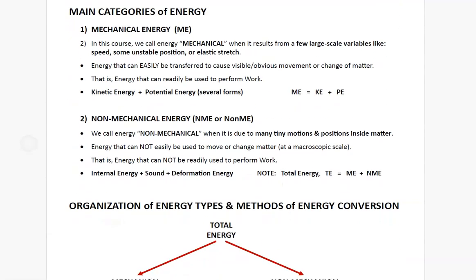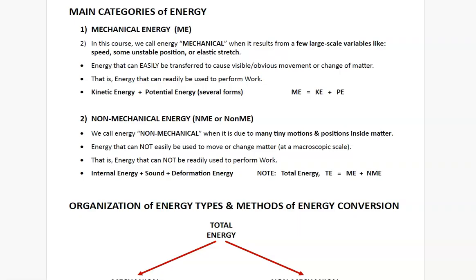So let's organize these energies in categories. I mentioned the two big categories are mechanical energy and non-mechanical energy. And the mechanical energy, as I mentioned, is the sum of the kinetic energy and all the different forms of potential energy, at least the large scale ones, the ones you can see. We're not talking about the tiny ones involved in atoms and molecules. We're talking about the whole object.